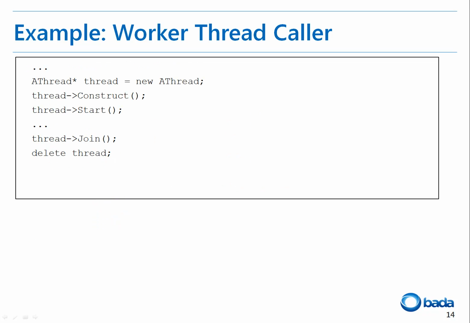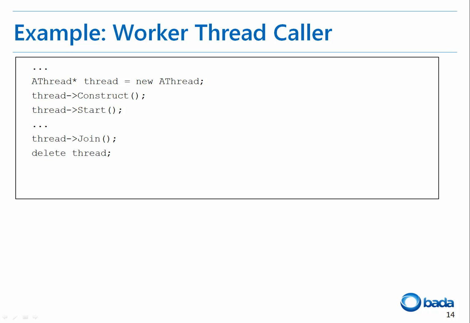This sample code shows how to call the thread that was created in the previous example. You need to create, construct, and then start the thread. Then the thread enters the run state and executes the thread's main body. After the run method returns or exit is called, the thread terminates. Ideally, the thread instance should be destroyed only after a thread is terminated.